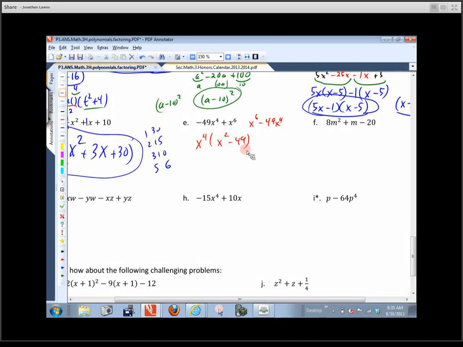Now, I want you to finish that, and I want you to check with your neighbor and see if you got it right. So we've got x to the 4th, x squared minus 49 as one factor there. Take a good look at that. That should look familiar. Check with your neighbor, see if you both agree. If you do, you're probably in good shape.